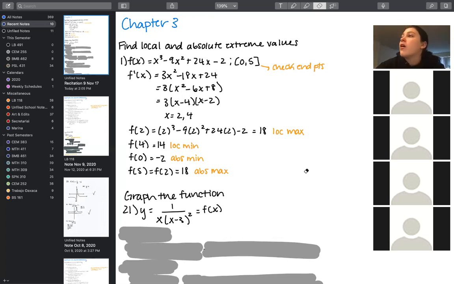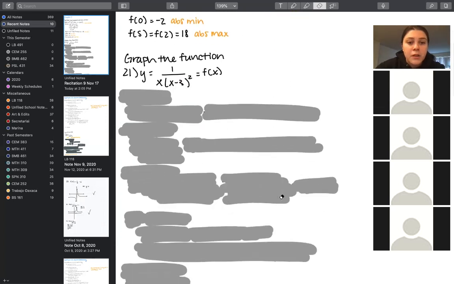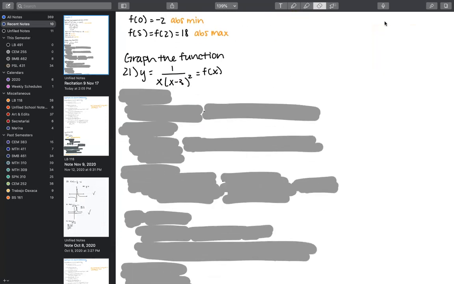Okay, so got a decent amount of time to work on the next problem. All right, so these big bad graphing problems that we've been talking about all semester and working on for about half of this unit. So we're going to graph this given function here.